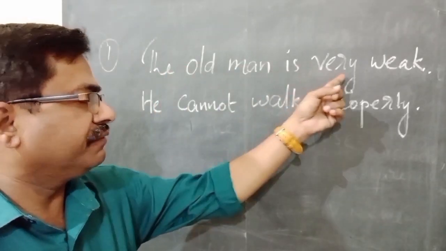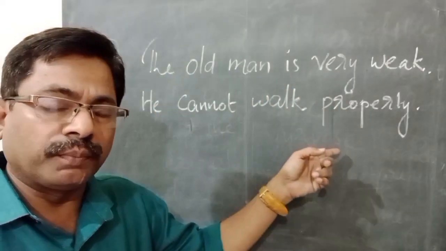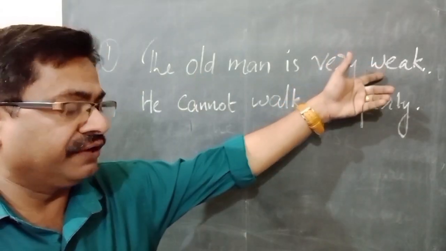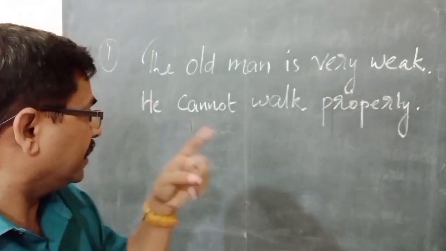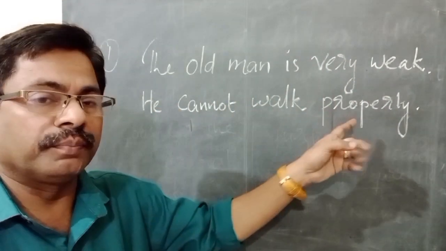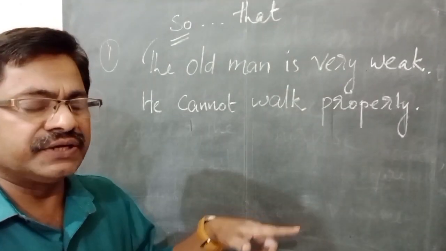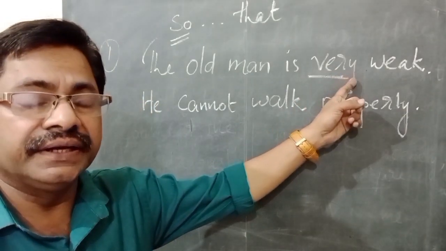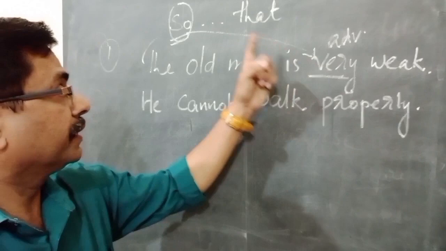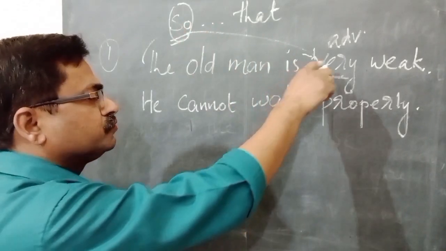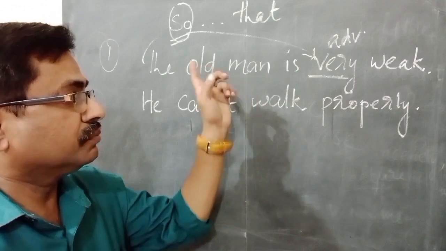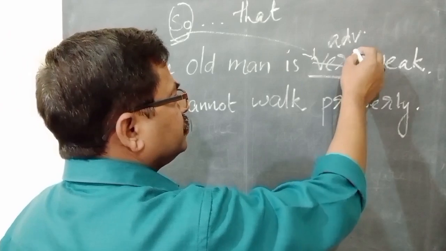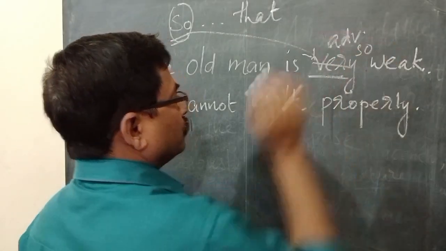The old man is very weak. He cannot walk properly. We can understand that the old man is very weak, and as a result, he cannot walk properly. Before writing the answer, you have to learn that "very" is an adverb of degree. This "very" should be replaced with "so". You should not use "very" and "so" together because both are adverbs of degree. So you have to cancel "very" and in this place you can use "so".